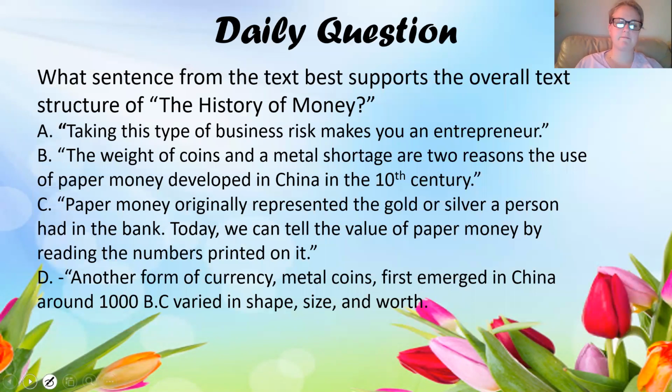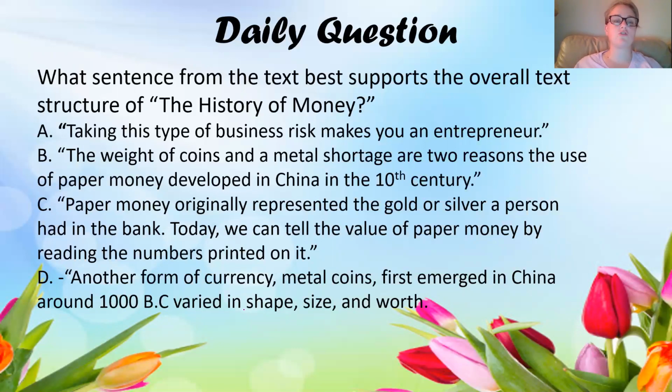All right, daily question. What sentence from the text best supports the overall structure of the history of money? A, making this type of business risk makes you an entrepreneur. B, the weight of coins and a metal shortage are 2 reasons the use of paper money developed in China in the 10th century. C, paper money originally represented the gold or silver a person had in the bank. Today, we can tell the value of paper money by reading the numbers printed on it. D, another form of currency, metal coins, first emerged in China around 1000 BC, varied in shape, size, and worth.